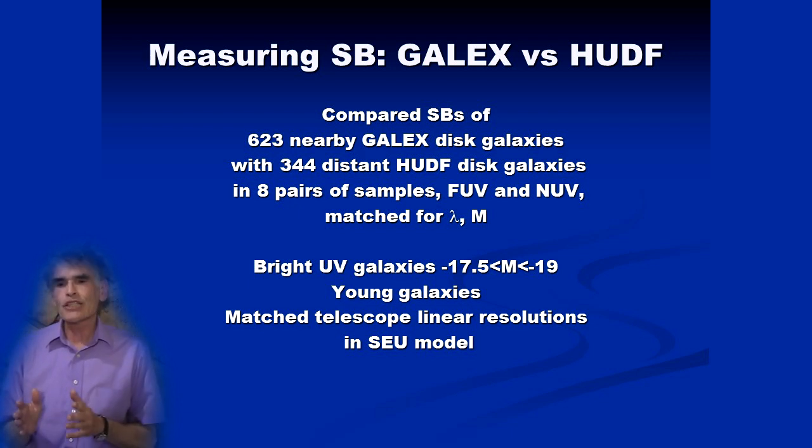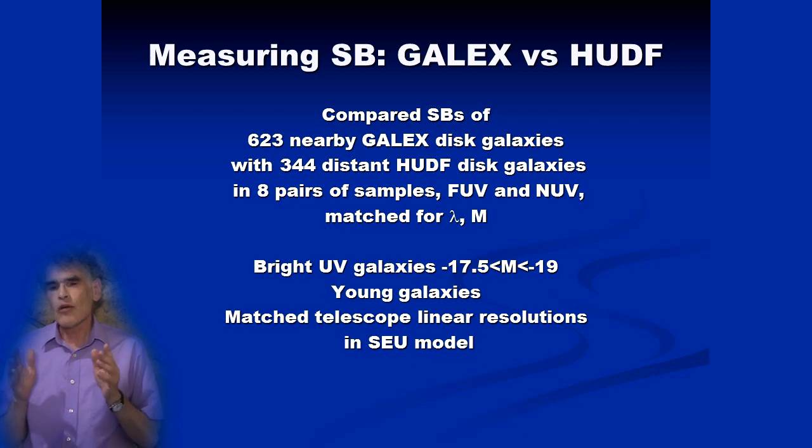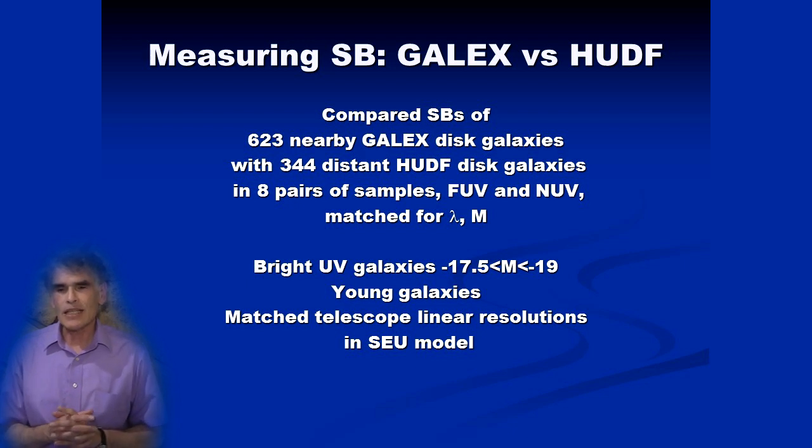We also matched them for the resolution, the linear resolution of the telescope, assuming the static model that we were testing. And that's important because if the galaxies are too small relative to the resolution, neighboring galaxies can blend together into an apparent galaxy. So we had to match the resolutions.